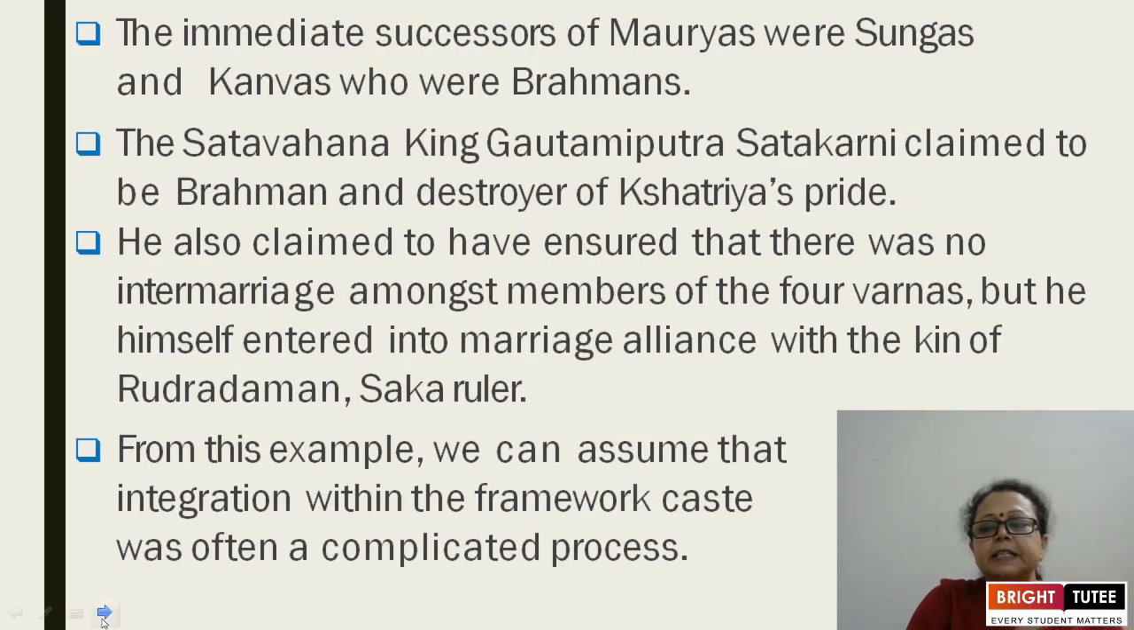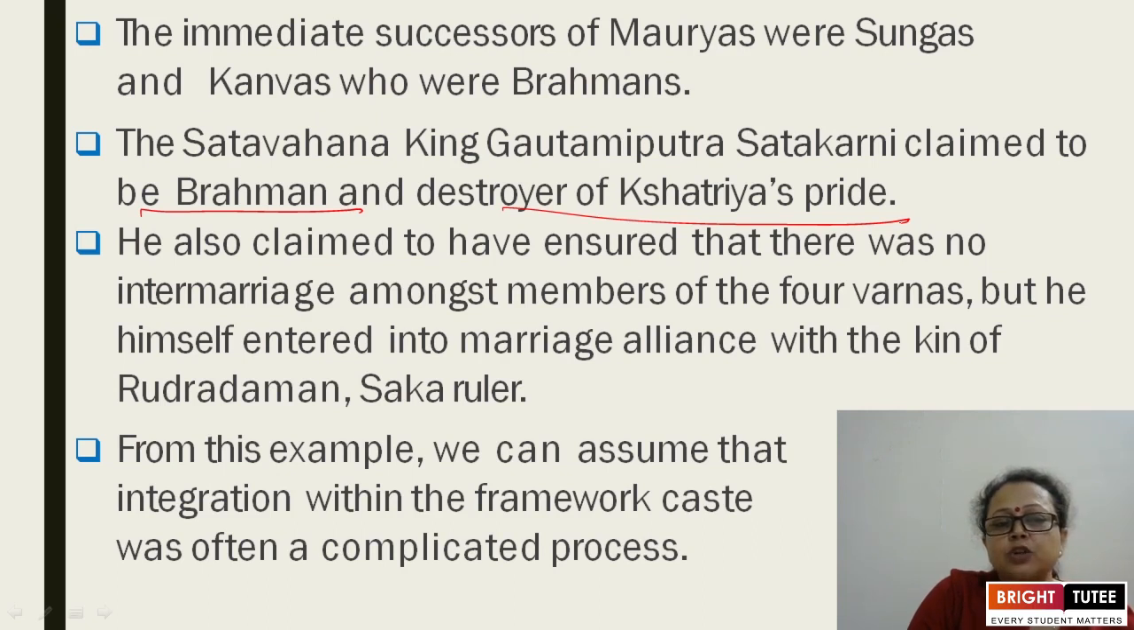The immediate successors of the Mauryas were the Sungas and the Kanvas, who were Brahmins. After the decline of the Mauryan dynasty, the Sunga dynasty and the Kanva dynasty were established, and both of these dynasties were from the Brahmanical order. The Satavahana king Gautamiputra Siri Satakarni claimed to be a Brahmin and the destroyer of the Kshatriyas' pride.